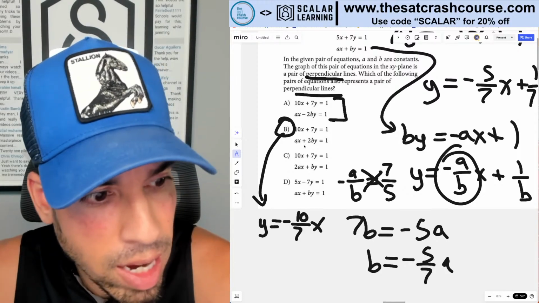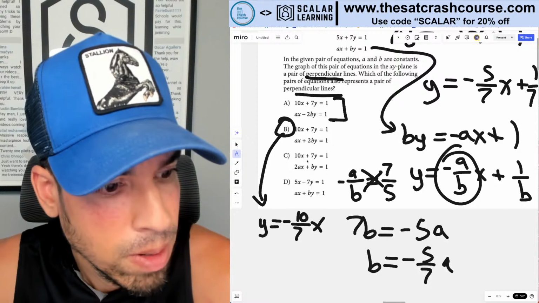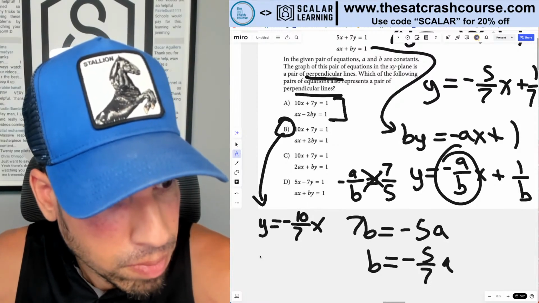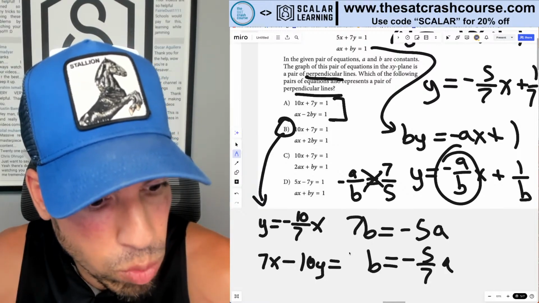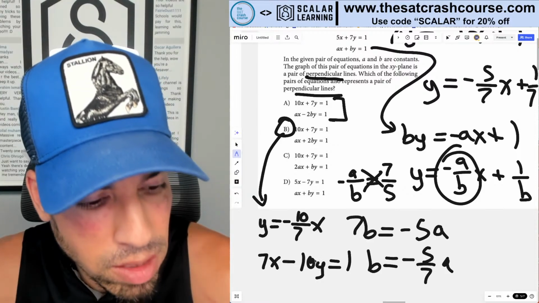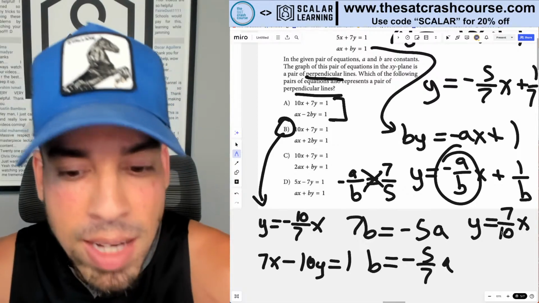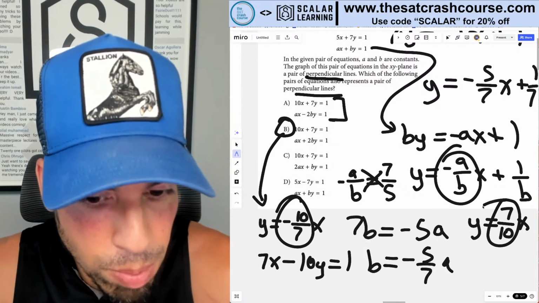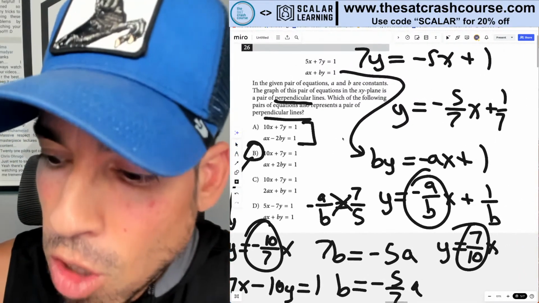And then if a and b, what did I choose for a and b again? I chose 7 and negative 5. So then this would be 7x minus 10y equals 1, right? As we plug those in. And then again, I'm going to subtract 7x and divide by negative 10. So we're going to get y equals 7/10 x plus something. Again, opposite reciprocal slopes, which means they are indeed perpendicular. Whew, that's a tough one. Hope that made sense, guys.